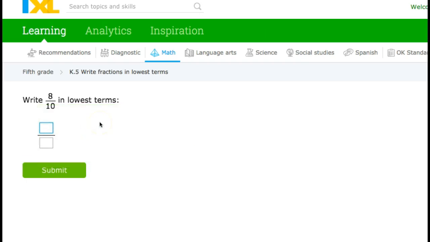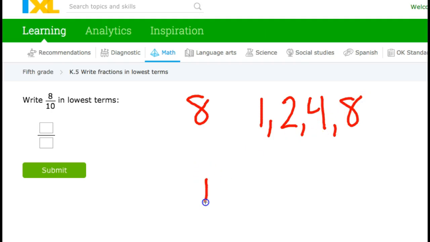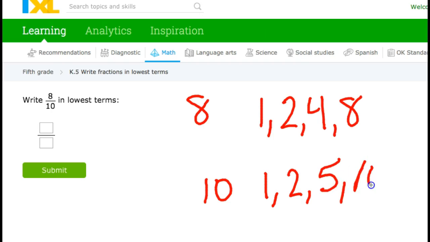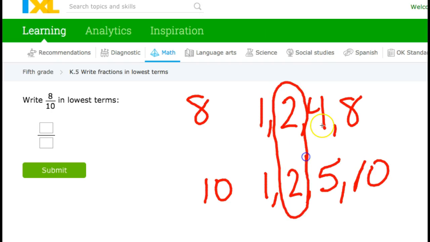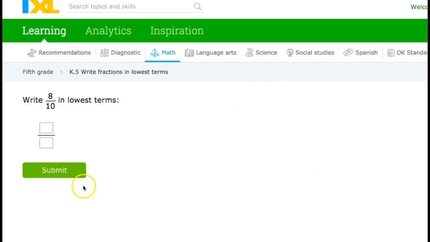Now we're looking at 8/10. What are my factors of 8? I have 1, 2, 4, and 8. My factors of 10 are 1, 2, 5, and 10. Well, those aren't the same. The greatest common factor is the 2, so divide them both by 2. 8 divided by 2 is 4. 10 divided by 2 is 5. 8/10 is equivalent to 4/5 in its lowest terms.